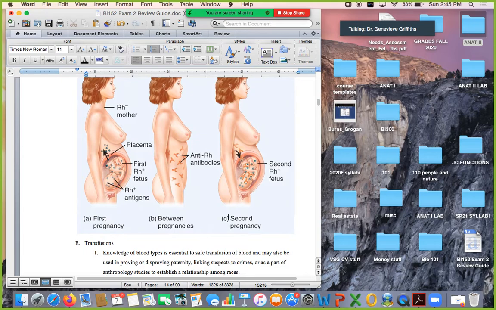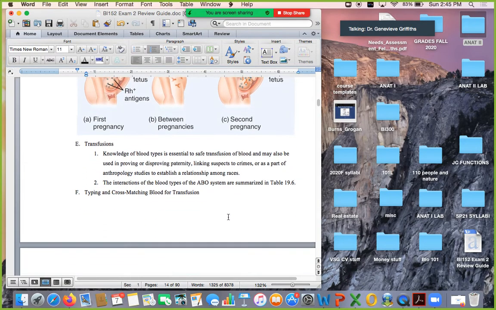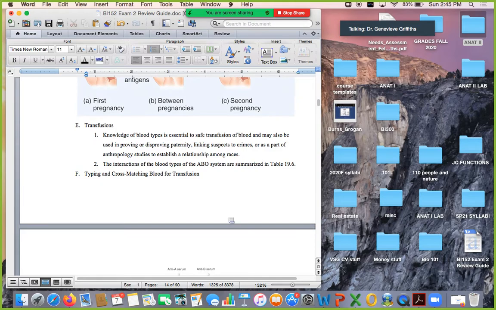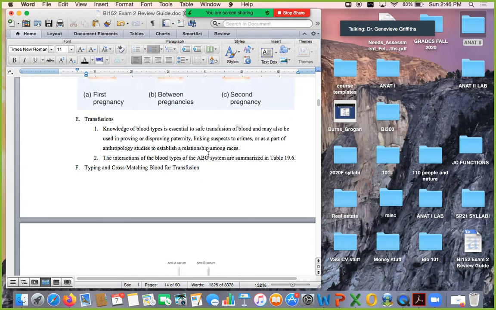Now, the reason that all of these blood types really even came to be, the understanding of these blood types even came into being, is because of transfusions, right? If you transfuse the wrong blood type into the wrong individual, you can end up with an antibody-antigen response, and that can cause an issue. It will cause death in the individual if you cause a mismatch in blood types. But we're also able to use blood types to demonstrate paternity, link a suspect to a crime, or to study a relationship among different races, so they can be used in anthropology.